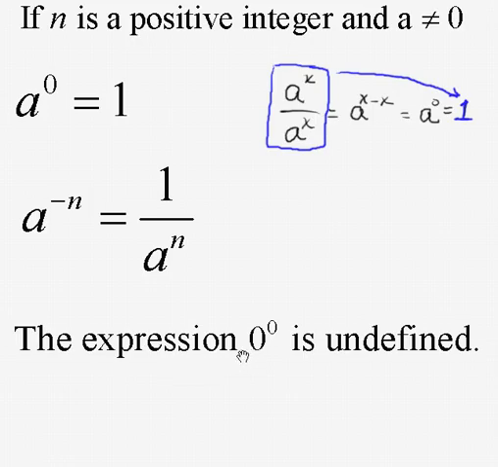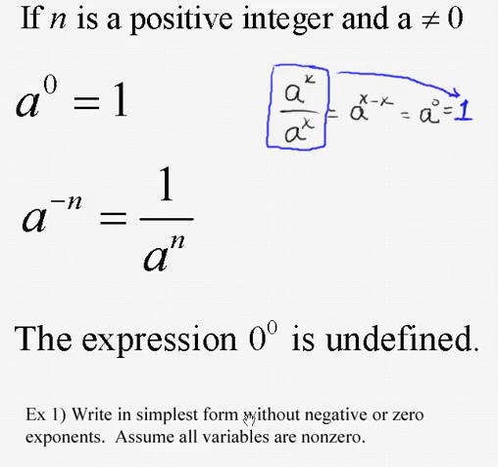Now, one little fine print here. We said anything to the 0 power is 1. There is one slight problem with that. You cannot take 0 to the 0 power. That would be undefined. Why is that? Well, that would be like saying 0 to the x power divided by 0 to the x power, and you couldn't have 0 in the denominator to begin with. That would be undefined. So therefore, 0 to the 0 power is undefined as well.